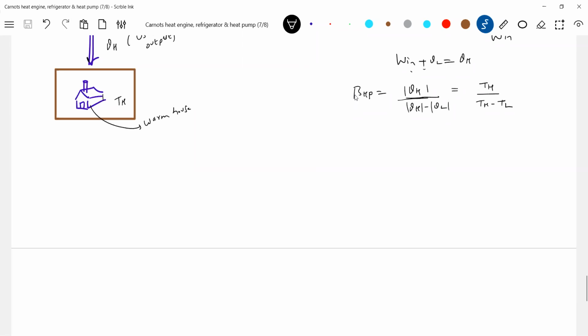Okay, now let's do one thing. Some derivation formula: the coefficient of performance of the refrigerator and the coefficient of performance of the heat pump, the sum of these two. For the refrigerator, we write it like this. Am I right?